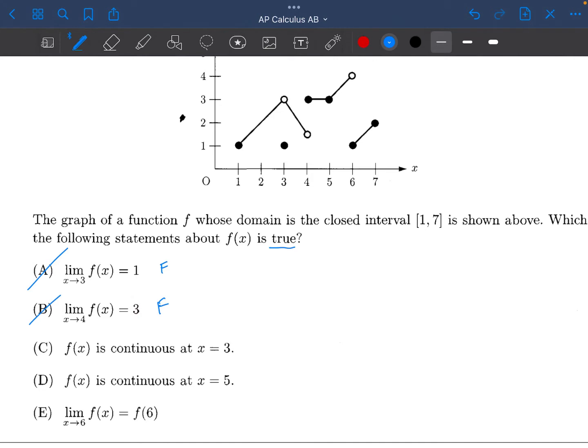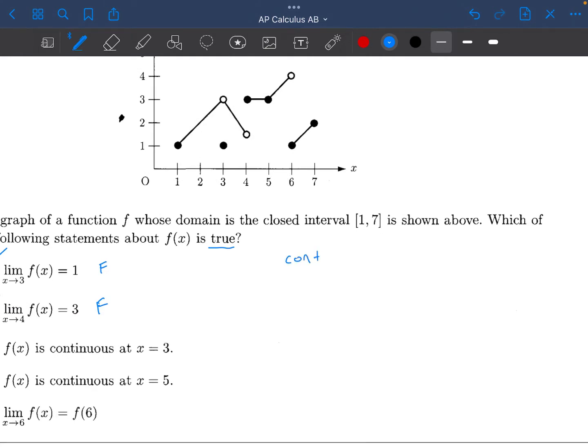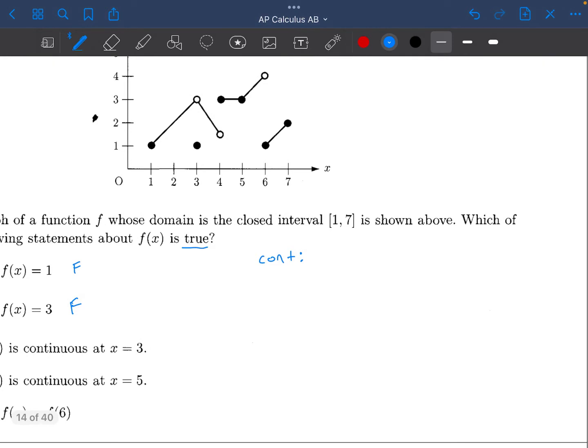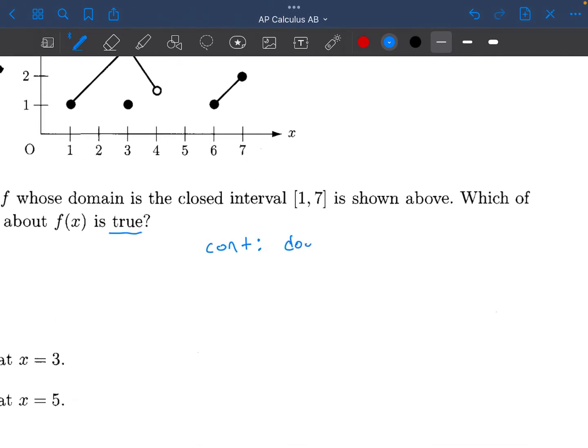Part C, f of x is continuous at x equals 3. Okay, so this is time to remember, what does it mean to be continuous? I don't even know if we have a speed sheet definition for continuous. The definition of continuity is that it does not have things that make discontinuities. And those are the 4 things. So I should say it doesn't have one of the following things. I'm doing bullet points in that.